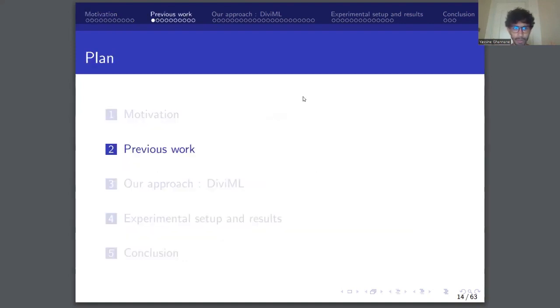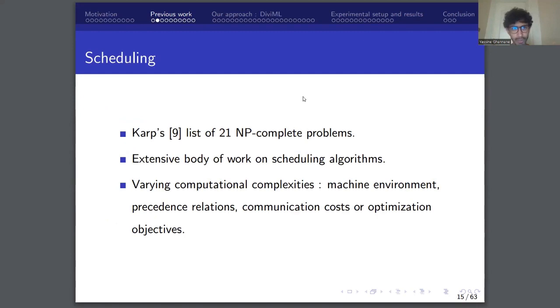Now let's take a look at some of the previous work done in that direction, starting from the general scheduling problem, which is considered one of the cornerstone combinatorial optimization problems, appearing in one of the first compilations of NP-complete problems, Karp's seminal list. It has thus benefited from a large body of work investigating different computational complexity of its variants, which can depend on the nature of the machine environment, the presence or not of precedence relationships, and if they exist, how are they encoded? Is it via a planar graph, a modular graph, an in-tree and out-tree? All these have a direct impact on how good a solution for a scheduling instance can be. We can also talk about the presence of communication cost or optimization objective and so on.